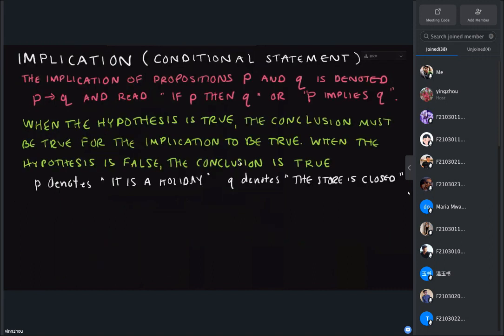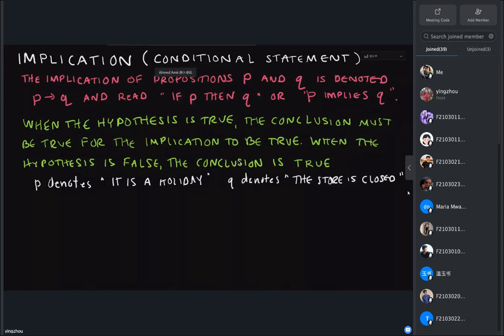Let's look at our first connective of this video, which is the implication. The implication, sometimes called a conditional statement, because we are saying that something is true based on the condition that something else is true. So an implication of propositions P and Q is denoted P, a one-directional arrow, Q.